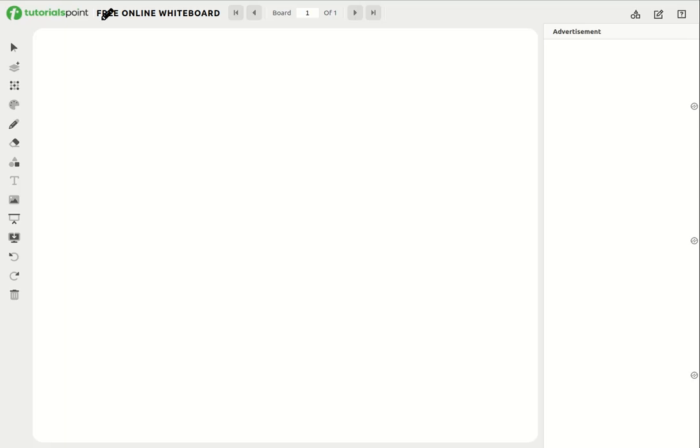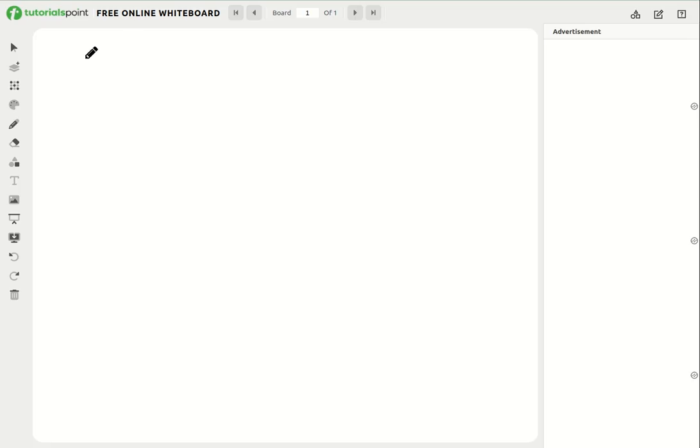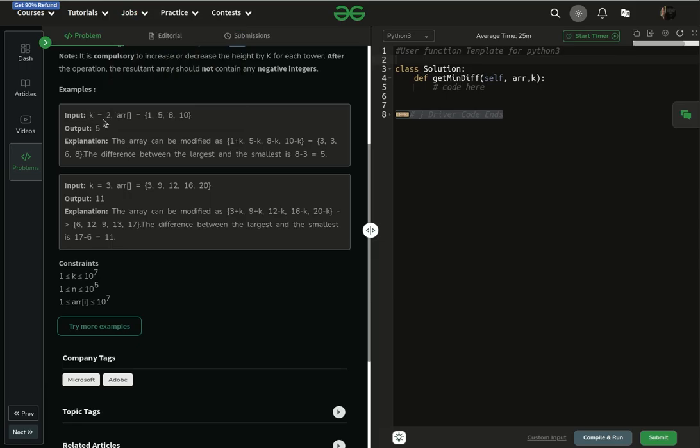What is the array? 1 5 8 10. So let's see how you can approach this problem. So the idea is, first let's take the array 1 5 8 10 and k is equal to 2. Let's check, k is equal to 2. Okay.